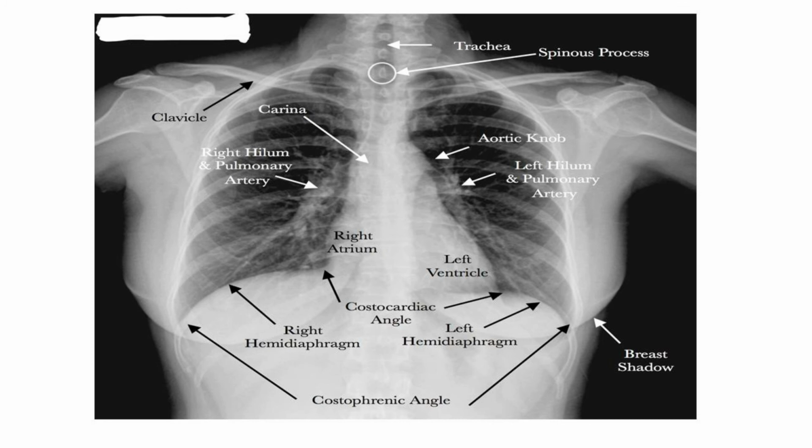The right hilum and the left hilum are clearly visualized. Clavicle, costocardiac angle, right hemidiaphragm, left hemidiaphragm, costophrenic angles, breast shadow also seen in female patient. Aortic knuckle also we will see. The bronchus are also clearly visible, and spinous processes we can count with their number.